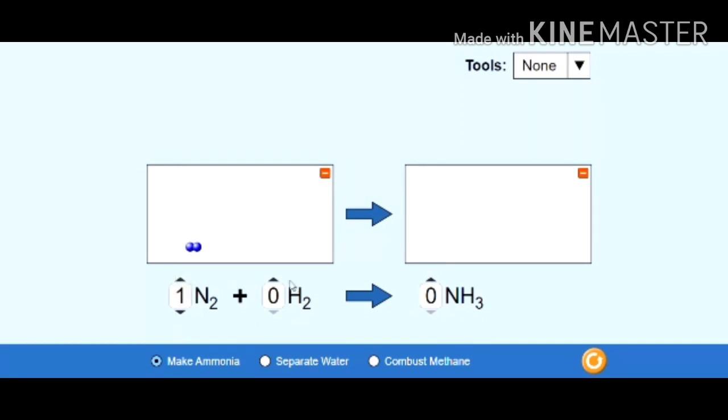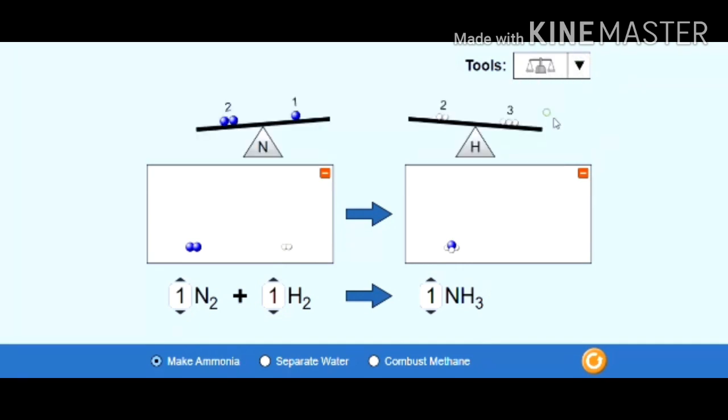So I'll take one molecule on each side. This is the actual equation, where on the reactant side 2 nitrogen atoms and 2 hydrogen atoms are there, and on the product side 1 nitrogen atom and 3 hydrogen atoms are there. Now it is imbalanced. To see this clearly, let us take one tool here. I am taking a tool now.